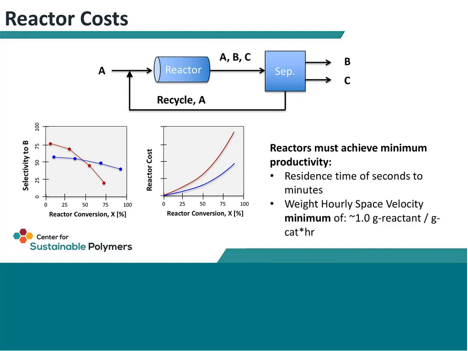And so we can set a minimum weight hourly space velocity of somewhere around 1 gram of reactant produced per gram catalyst per hour. And if we're not above that, the reactors just become way too large to ever be commercializable. So we're interested in both the selectivity of the catalyst, but also the activity. If it doesn't meet some sort of minimum requirement, we need to operate at higher temperatures while maintaining the selectivity just to achieve a reasonably sized reactor.